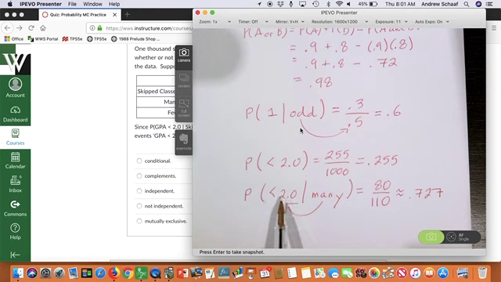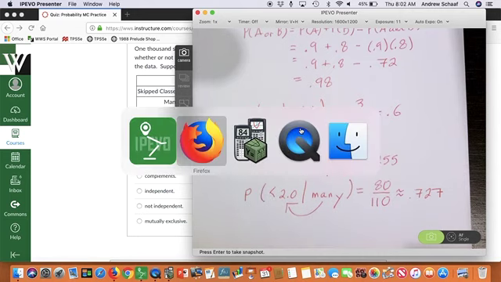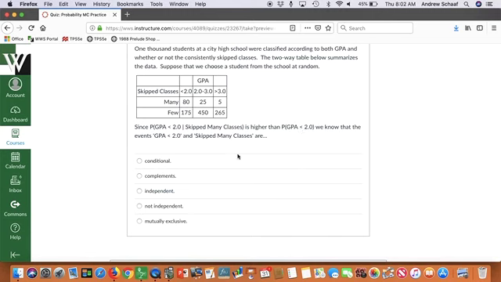They are dependent events. Skipping many classes affects the GPA. So having a GPA that low depends on whether or not you've skipped many classes. So in this case, these are not independent events. Another way you could say that is that these events are dependent. So those are the answers to the 12 practice multiple choice questions.